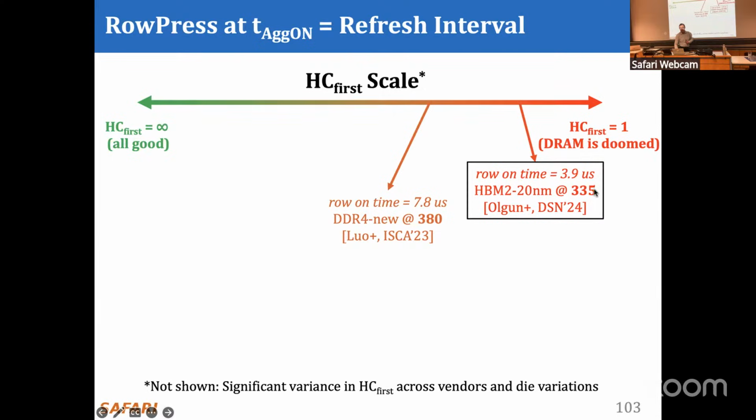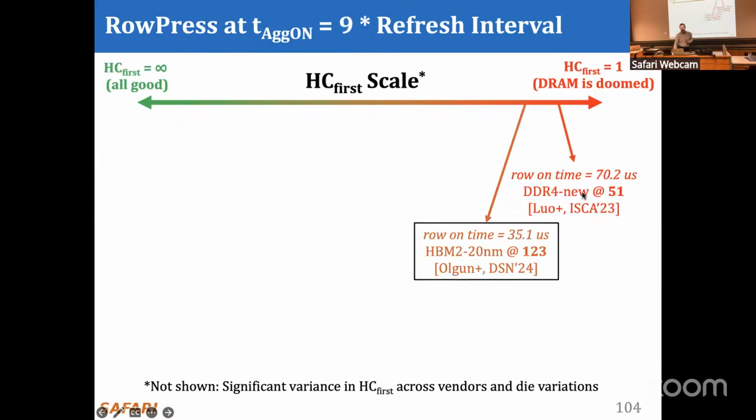In HBM, you can actually induce a bit flip after 335 activations. Now, if you keep the row active even longer, 35.1 microseconds in HBM, you can get a bit flip after 123 activations. And in DDR4, you can get a bit flip after 51 activations. Those numbers are really low. The trick is, of course, you need to keep the row active long enough, 70.2 microseconds.